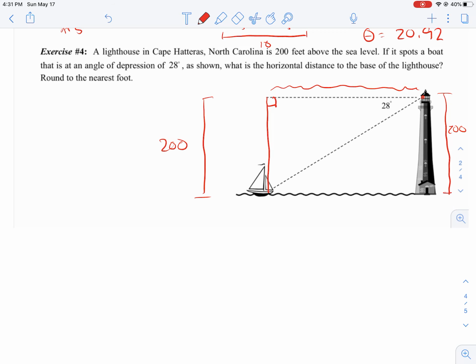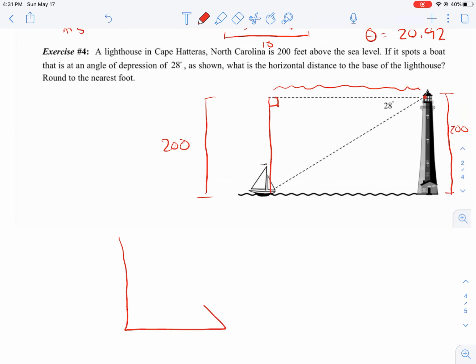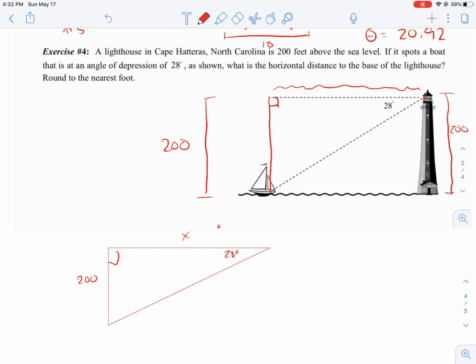Okay, so I'm going to draw my triangle here. Oh, I got it all backwards. Let me draw it like we have in the picture. So this is 200, this is 28, and we're trying to find this. So this is our adjacent side, this is our opposite side, and this is our hypotenuse.